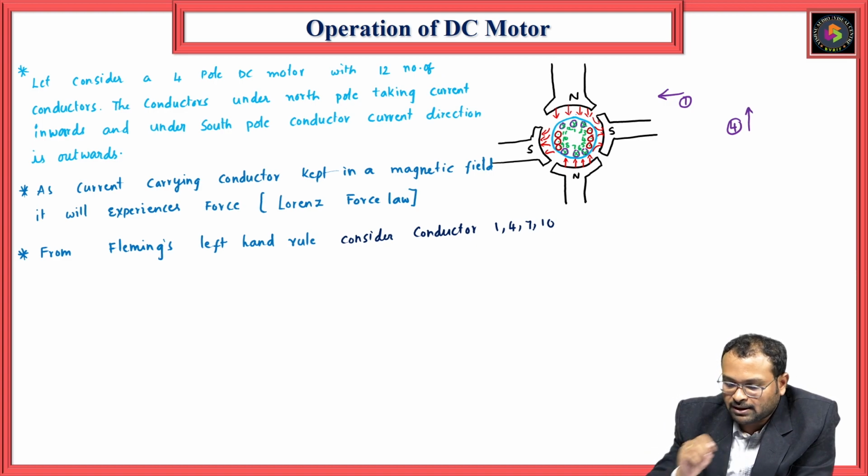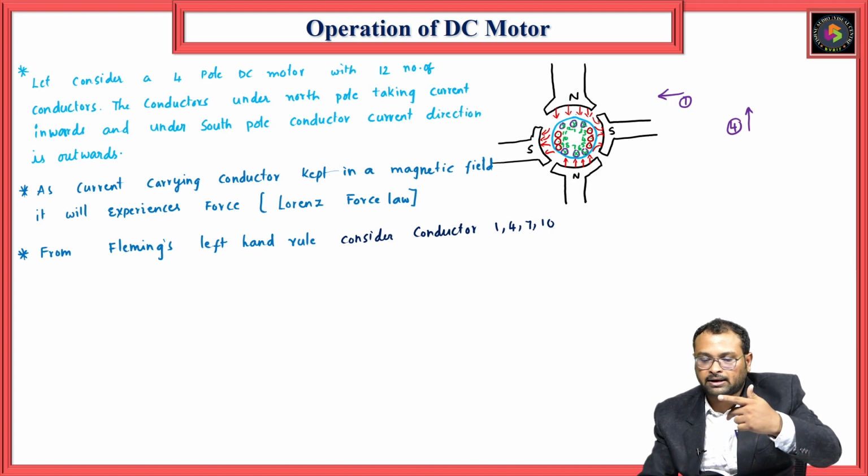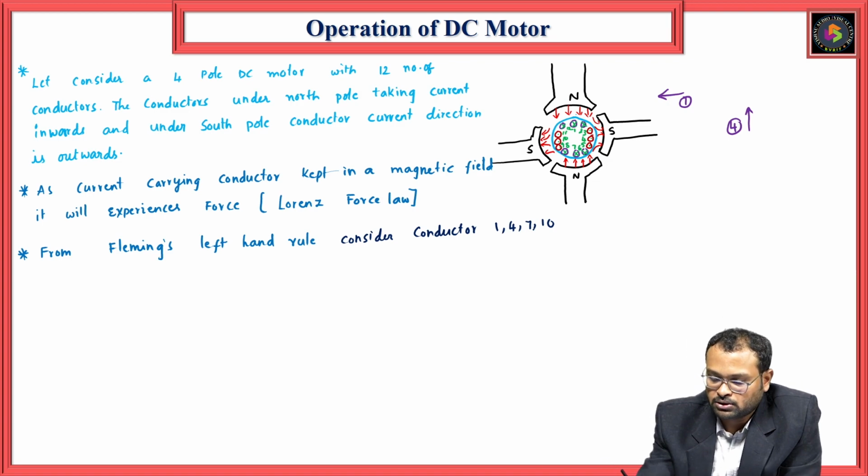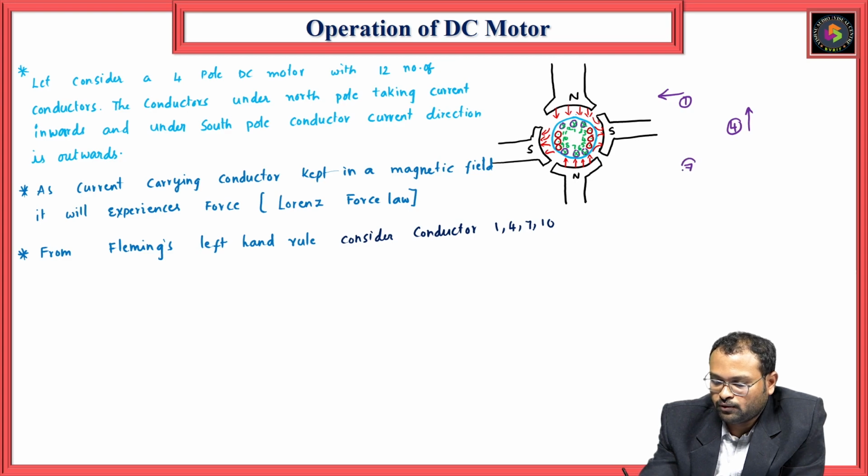Next we will come to the seventh conductor. For the seventh conductor, the current is inwards and the flux is upwards. Okay, the direction is from left to right. So the seventh conductor is moving from left to right.